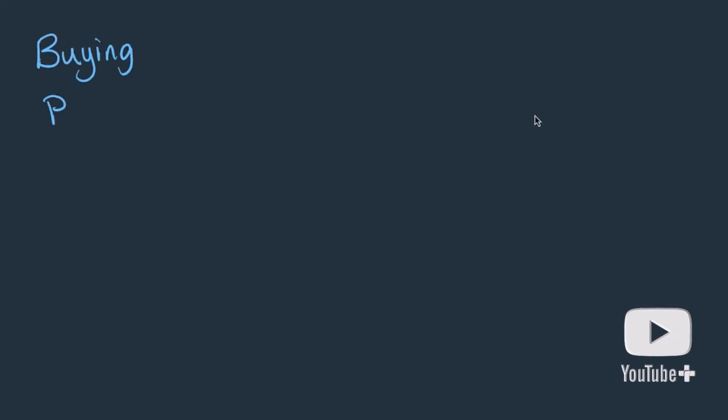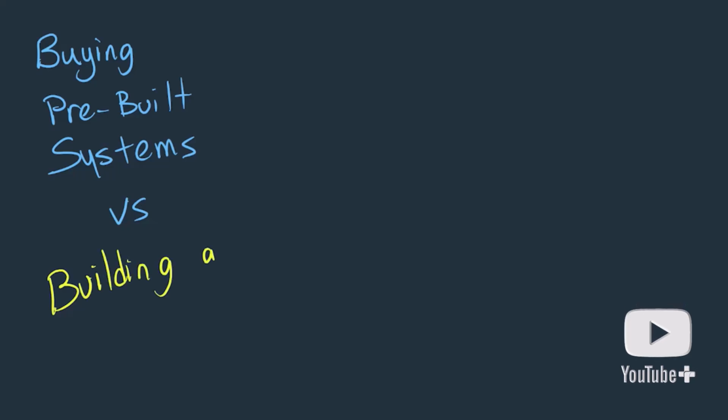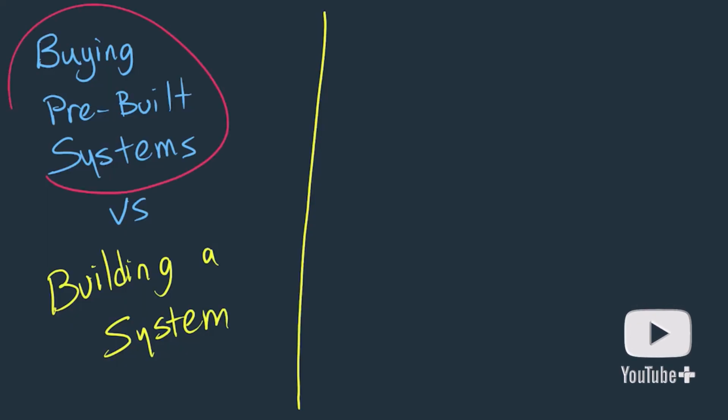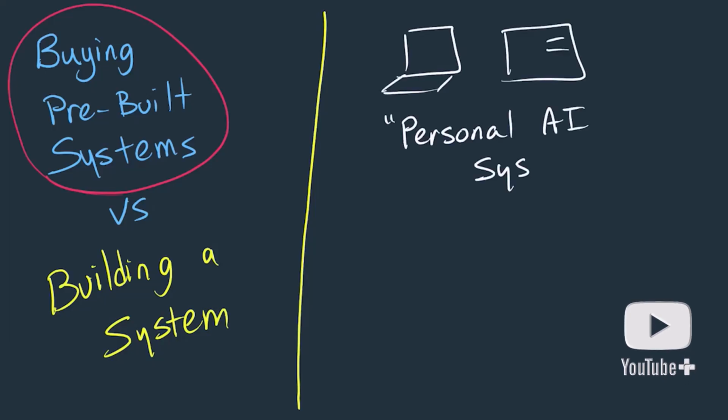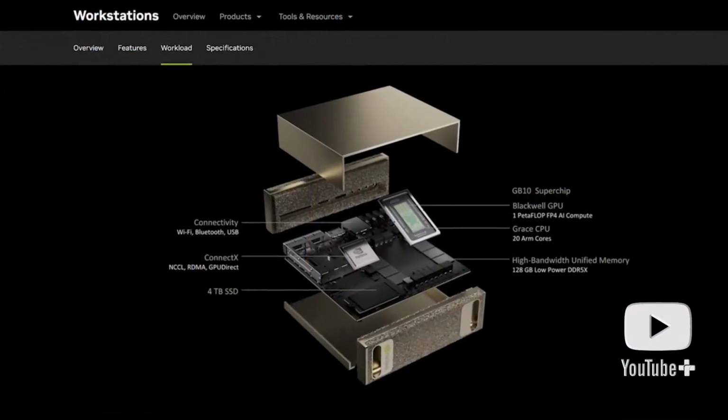Now we're tackling a fundamental question that everybody asks themselves, and that is, should you build your own system or invest in a pre-built solution? So let's start with pre-built systems, right? There are many companies out there that offer workstations, desktops, and servers that are specifically designed for AI workloads. These systems come with many different advantages.